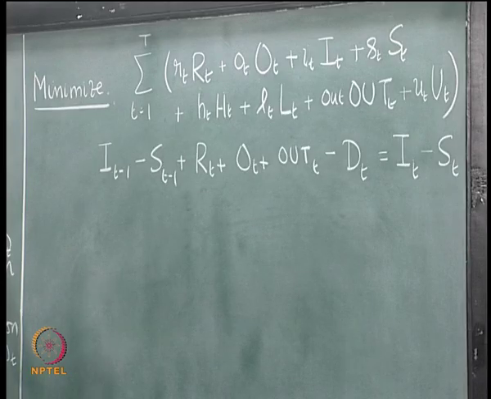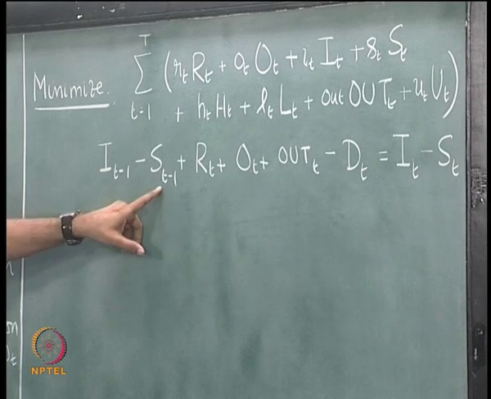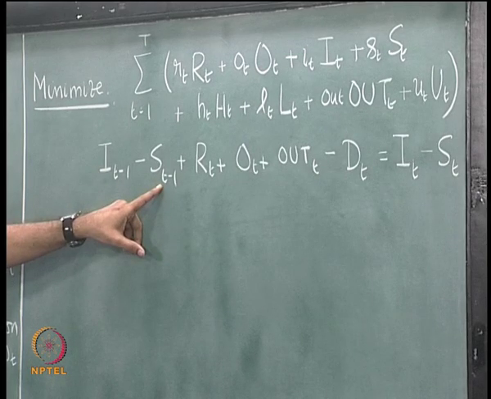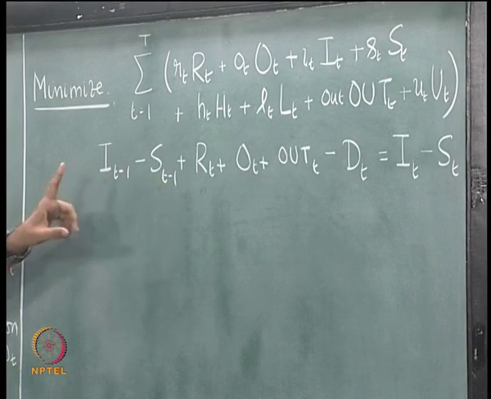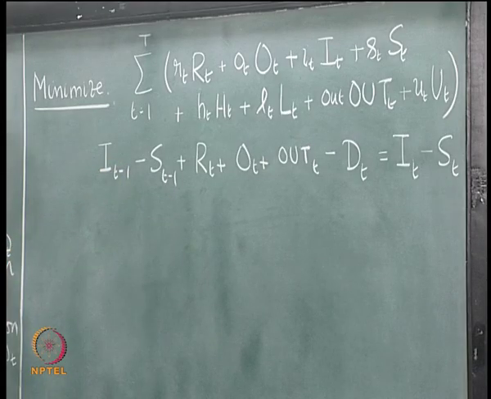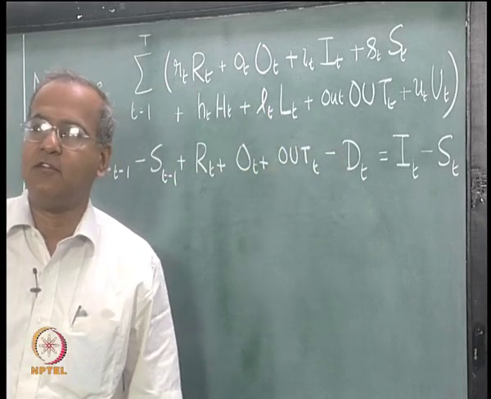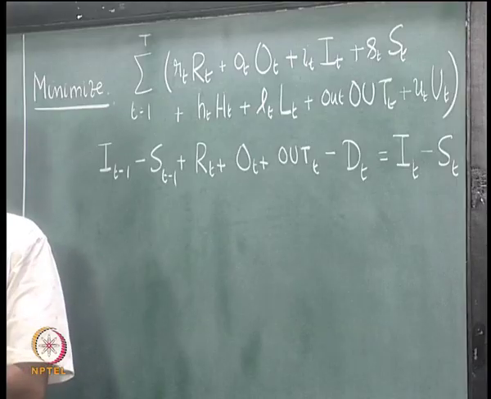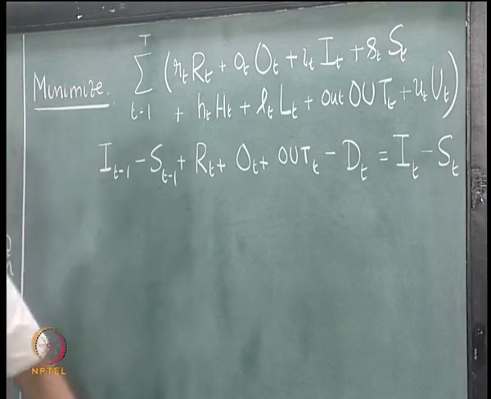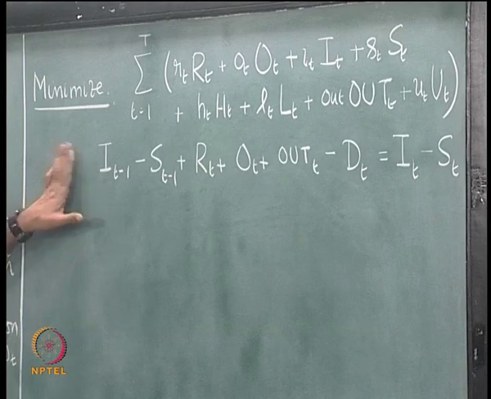So, if the beginning inventory is positive, we will have a positive value for IT minus 1, ST minus 1 will be 0. If the beginning inventory were a shortage, then it has a negative value. So, this will be 0, this will be a positive value, so that minus ST minus 1 is negative. Similarly, if the ending inventory is positive or negative, IT and ST will take the corresponding values. So, this is our first equation which balances the inventories, demand and production. So, this is one equation.